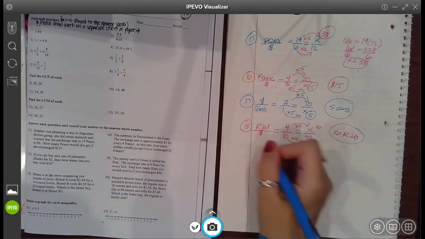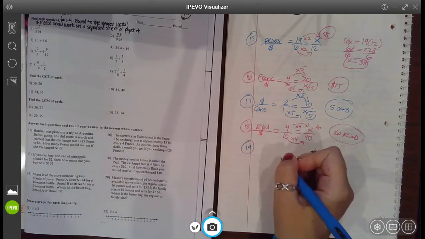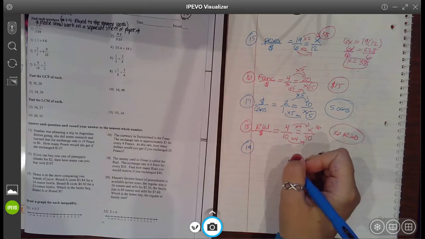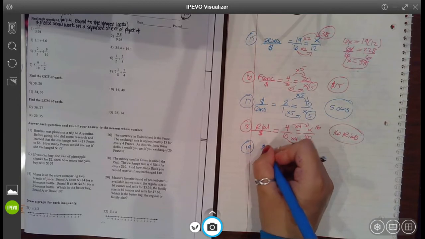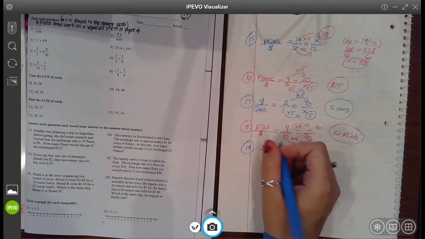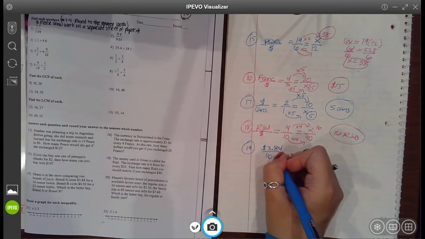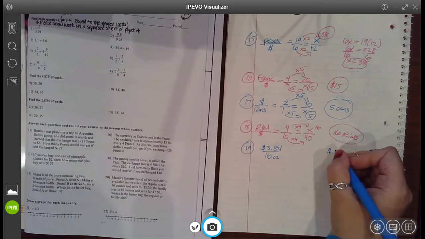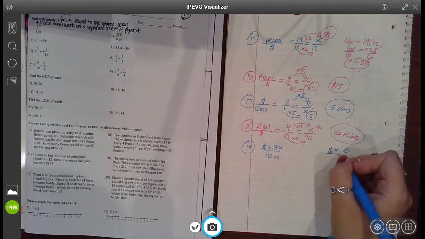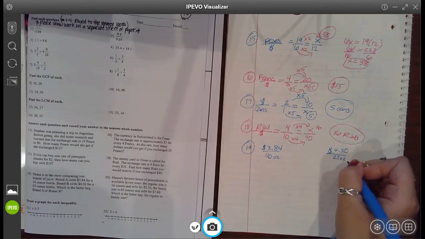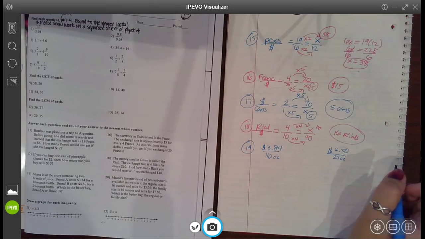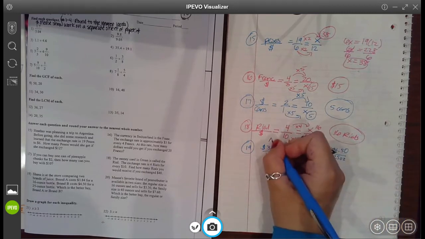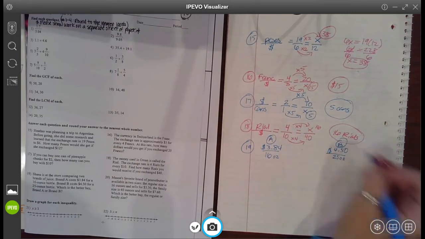Okay, number 19, moving right along. Shauna is at the store comparing 2 brands of juice. Brand A costs $3.84 for a 16-ounce bottle. And the other one is $4.50 for a 25-ounce bottle. Which is the better buy, brand A or brand B?